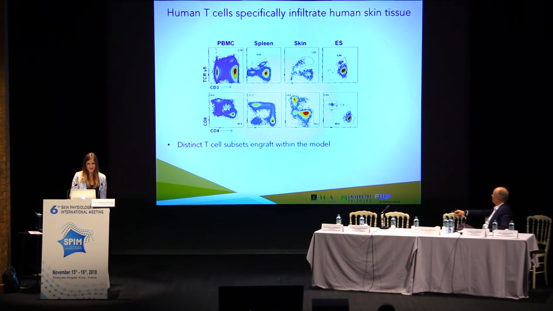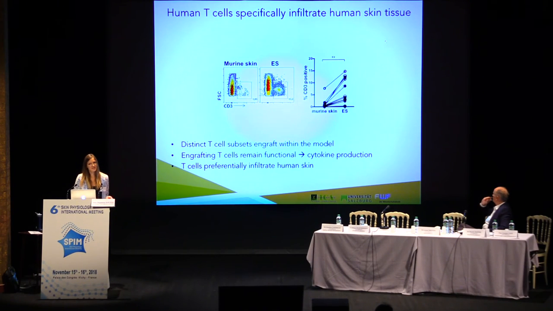We found that gamma delta T cells, as well as CD4-8 and CD4 positive T cells engraft within the model. And importantly, these T cells maintained their functional cytokine profile when we restimulated them ex vivo. So now very interesting was to see whether the T cells that go to the engineered skin go preferentially to the human skin or if they just go to any skin tissue. So we checked the mouse skin adjacent to the engineered skin for T cell numbers, and we could find that the human T cells prefer to engraft in the engineered skin, thereby already indicating that the human skin tissue may contribute to T cell maintenance in the skin.